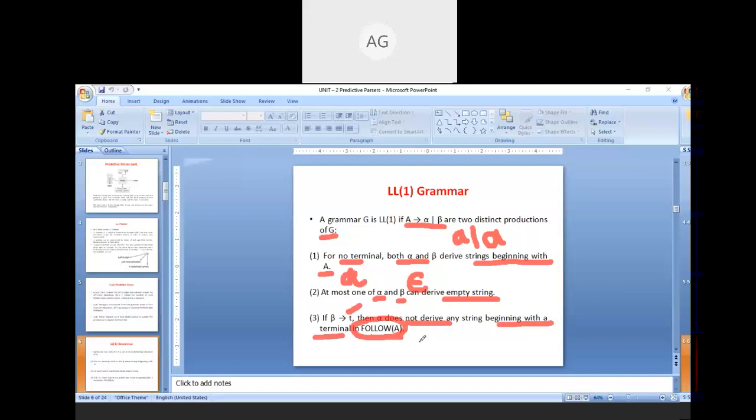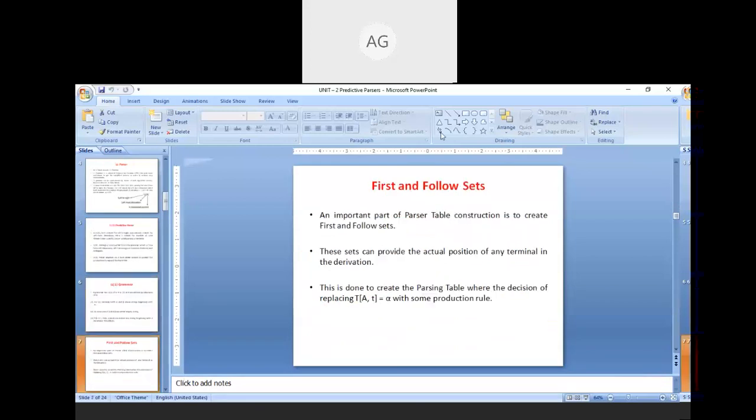So how we can construct a table, or how we can calculate the first and follow of the non-terminal. Let's discuss the first and follow sets and their functions. You remember these two conditions at this time. The third condition you can remember after we study the follow. So moving to the next slide.